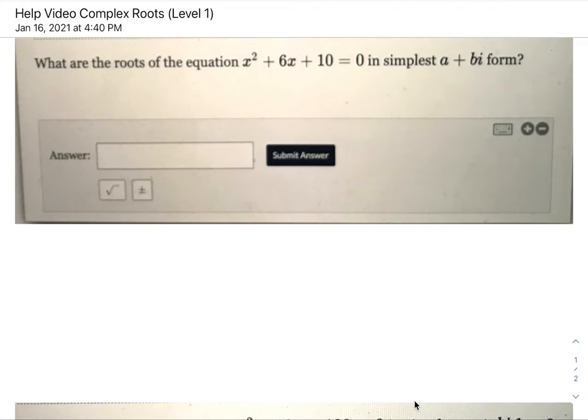Help video, complex roots level 1. So we have this equation equal to 0, so we have to solve for our x value, and we have to put it in simplest form of a plus bi form.